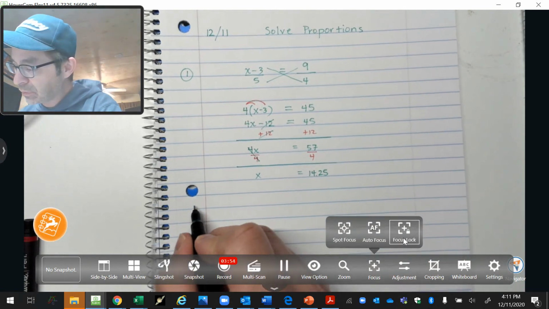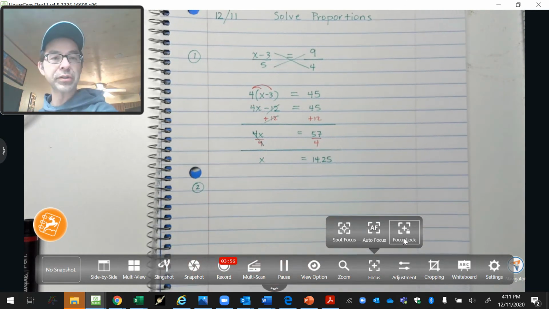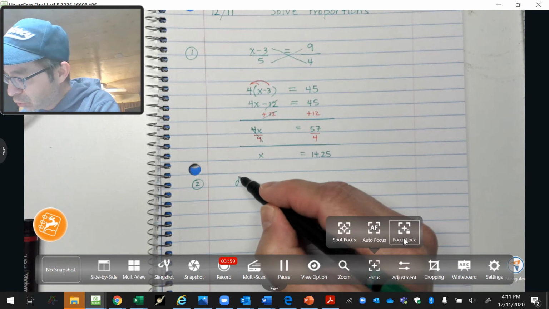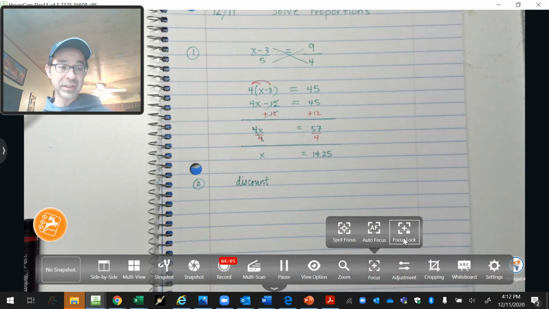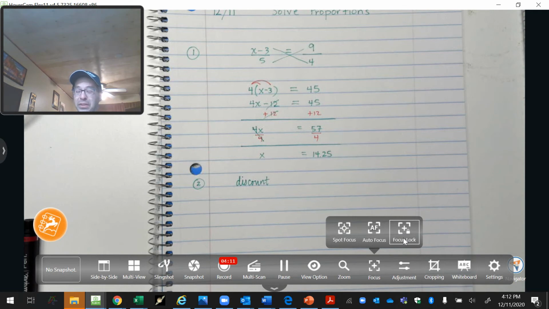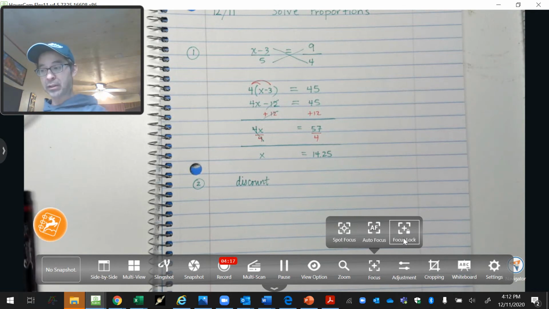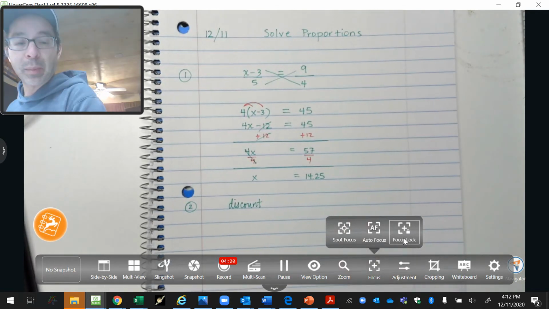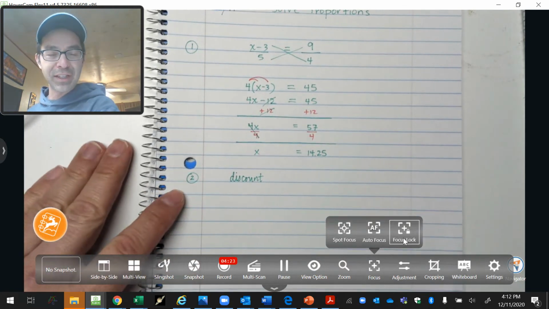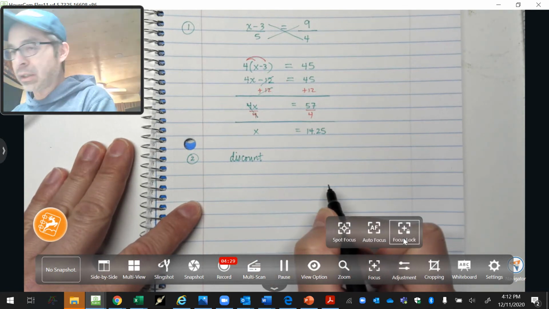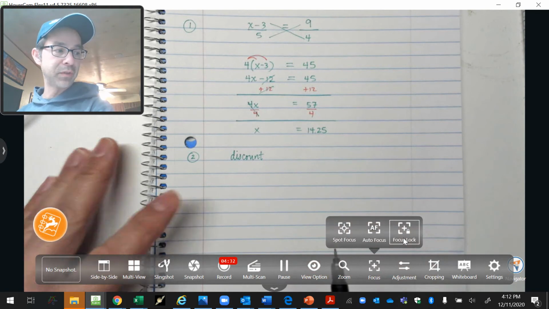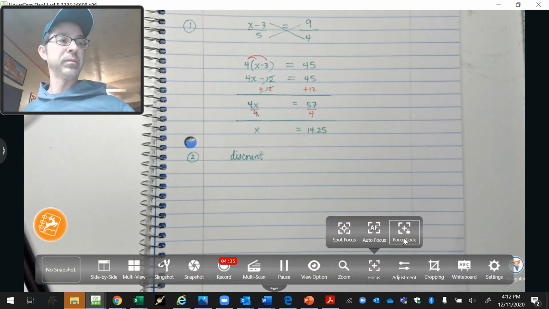Example number 2. These are called discount problems. Very useful in real life, because a lot of times you go into a store and you see something on sale: 20% off, 30% off, 40% off, 80% off. One way to figure out how much you're going to pay is by setting up and solving a proportion. The reality is I would never do that in real life. There's another way to do it, but since the unit we're studying is about proportions, let's teach them how to do this with proportions. So here we go.